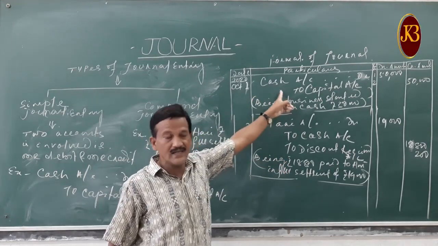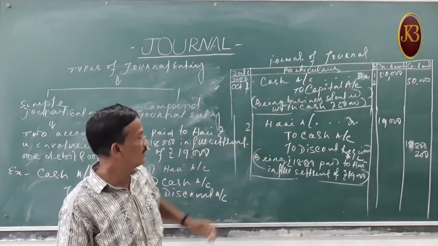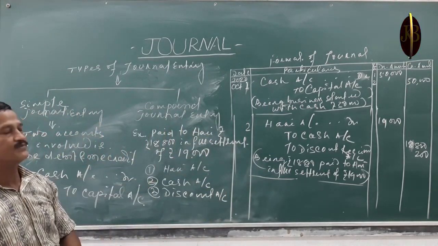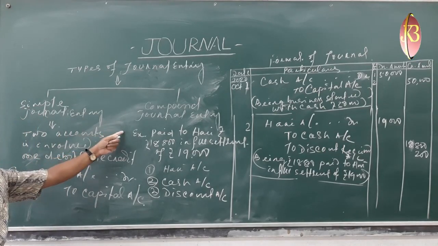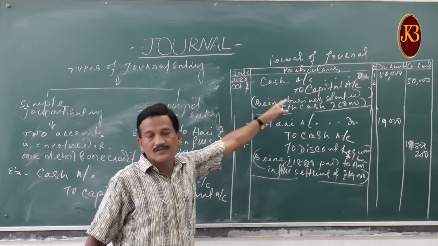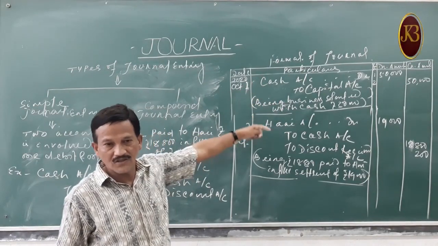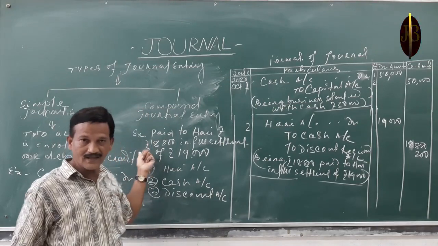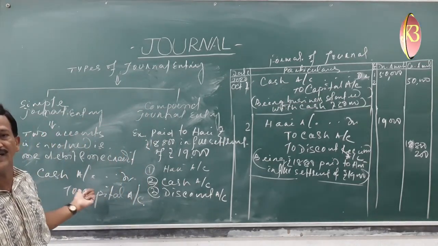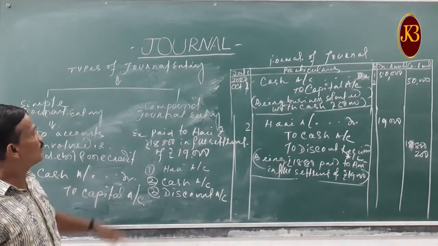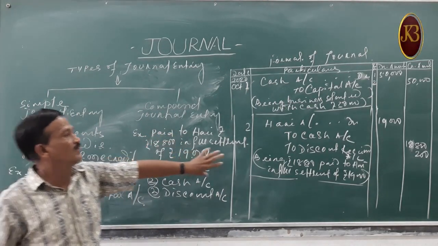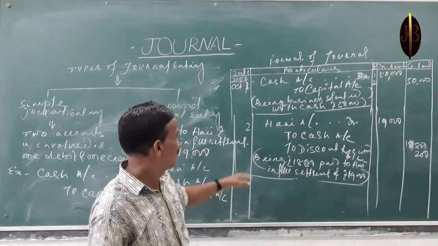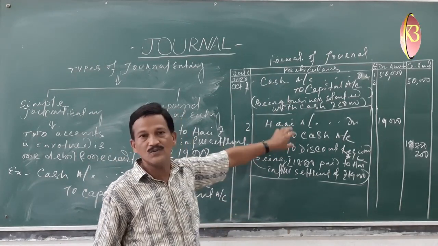So this is a compound journal entry. This is a simple journal entry, and this is a compound journal entry to be done. These are the types of journal entries. The process of recording a transaction in the journal book is called journalizing. There are two types of journal entries. A simple journal entry is one in which one account is debited and one account is credited. In a compound journal entry, as you have seen, two accounts may be debited or two accounts may be credited, so one account debit, two accounts credit.